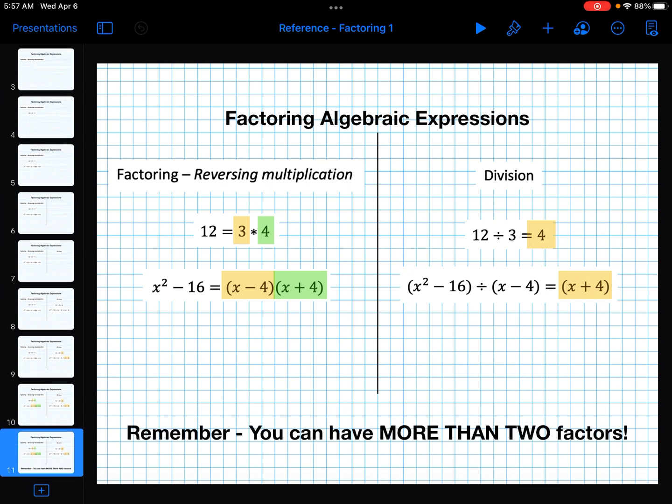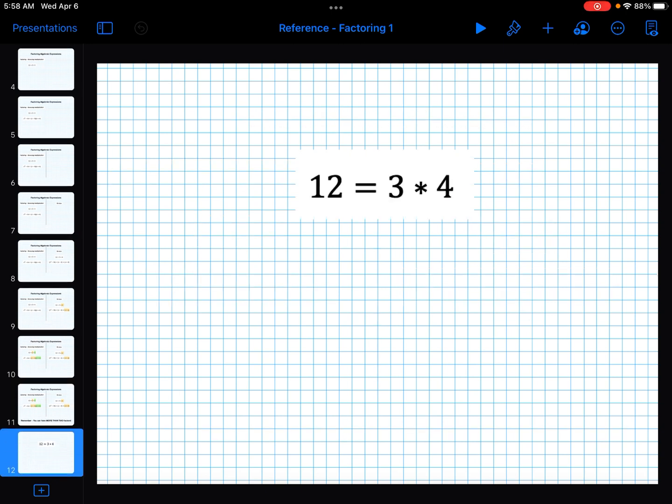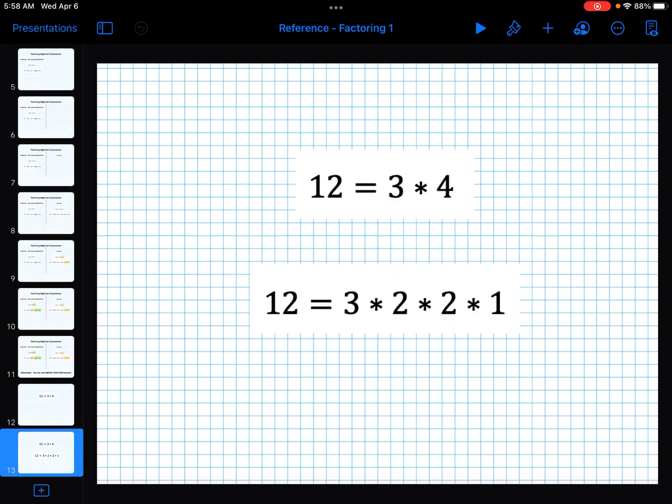That's really important. Also important to remember that you can have more than 2 factors to an expression or to a single number. For example, 12 can also be written as a product of 4 separate factors. And that's important to remember.